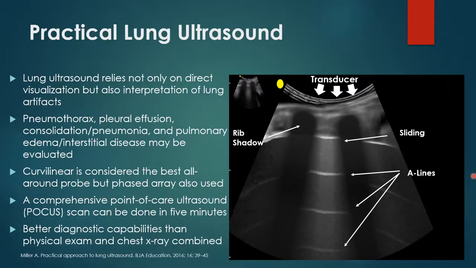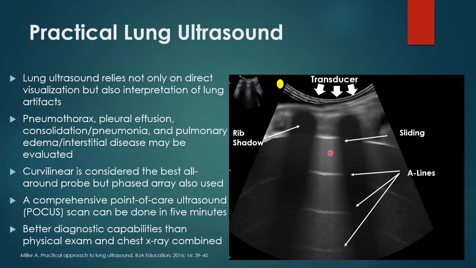Curvilinear is considered the best all-around probe, but the phased array is also used, especially by some of us that do a lot of scanning for cardiac. A comprehensive POCUS scan can actually be done in 5 minutes using this technique, using the 4 zones on each side, 8 to 16, whichever you read. And typically you have better diagnostic capabilities with lung ultrasound than physical exam and chest x-ray combined.